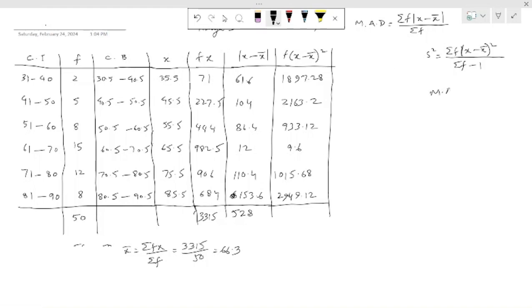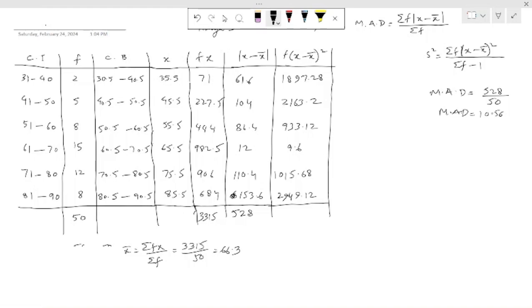The mean absolute deviation sum is 528 divided by 50, which gives us 10.56 as the answer. So on the average, in absolute terms, each and every observation of the data is 10.56 units away from its mean. This is what the interpretation is.